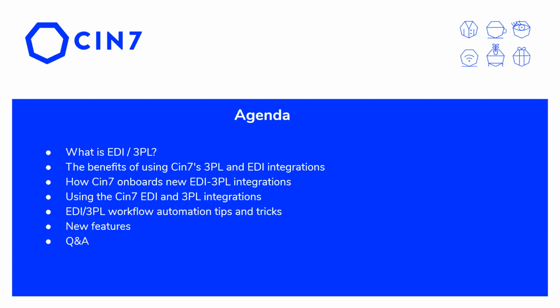So going through today's agenda, we're going to brush on just a short refresher on what exactly is EDI and 3PL. We're going to go through the benefits of using Cin7's 3PL and EDI integrations and why you should use them. We'll dive into a look into how Cin7 onboards new EDI and 3PL integrations and what's exactly involved in that process. We'll go through a basic walkthrough on using EDI and 3PL integrations in Cin7, and we'll brush through some workflow automation tips and tricks to drive efficiency for anybody that's already using EDI and 3PL. We'll also look at a sneak peek on some of the upcoming features in Cin7 that we're building in the EDI and 3PL space. And after that, we'll dedicate some time to go through any questions and queries that you might have.